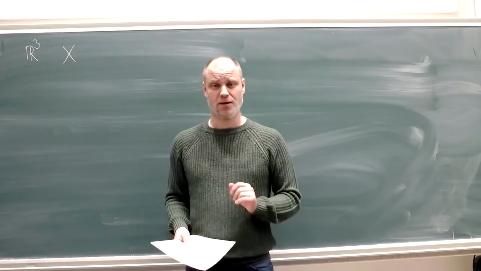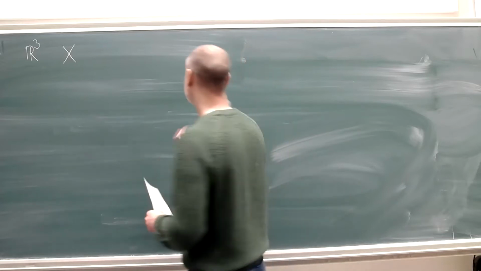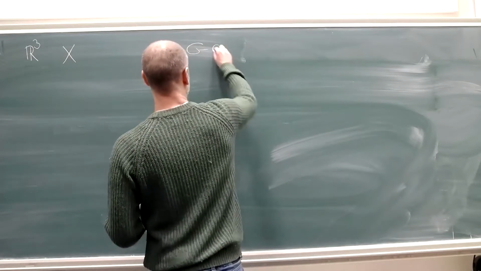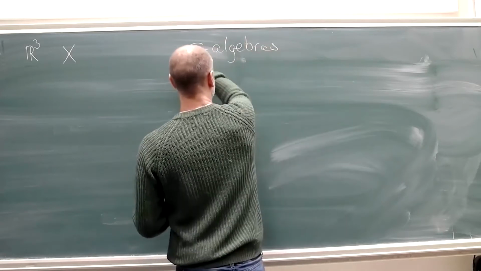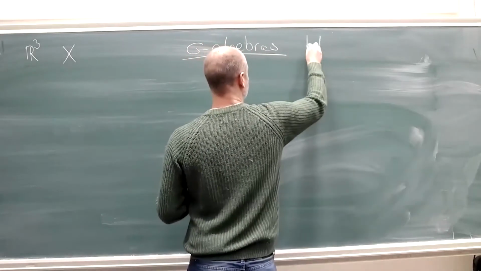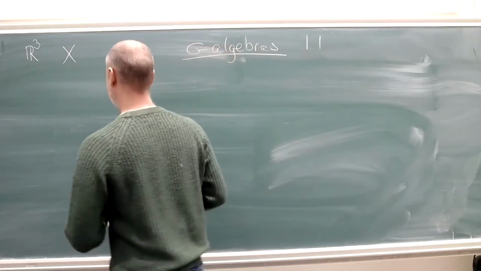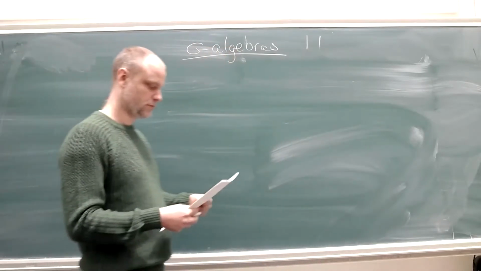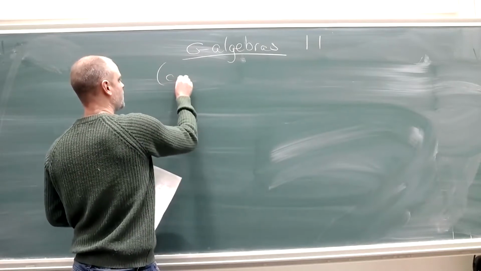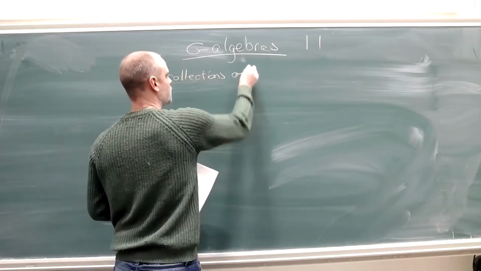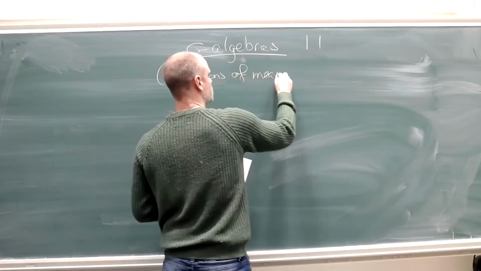So before we talk about how to measure the size of things, we need to talk about which sets can be measured. And that has the exotic name, sigma algebras. So this is chapter 1.1 in the book. Basically, you can think of sigma algebras as collections of measurable sets.